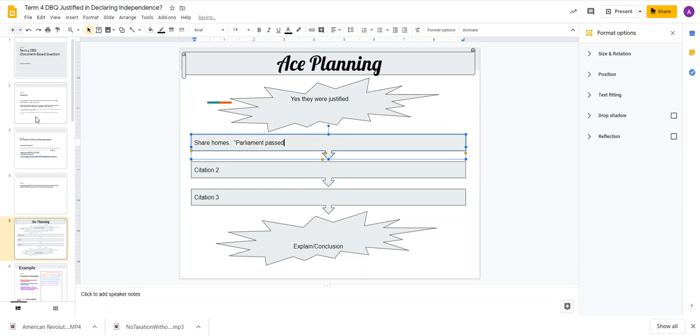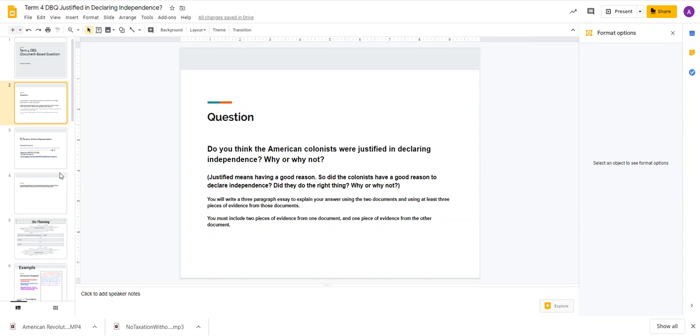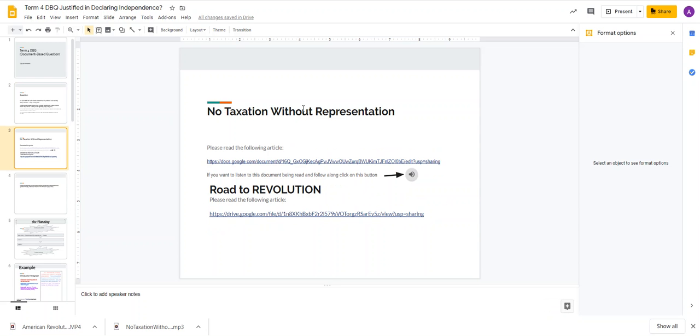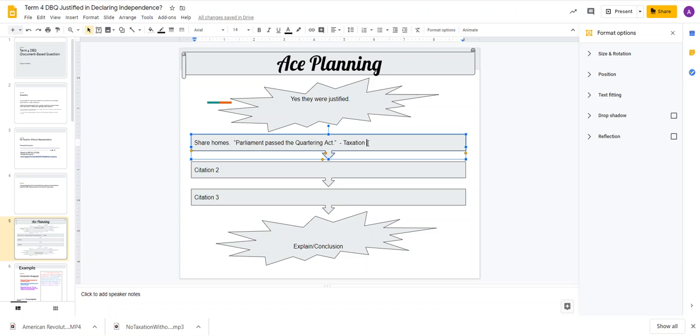passed the Quartering Act. That was found in my reader. That would have been maybe your first document, okay? And in your DBQ, you would write here the title of the document, maybe taxation without representation, whatever document you found. Your citation, taxation without representation, or road to revolution, write the name of where you found that so you can put that in your paragraph. But I'm going to just put here the reader.